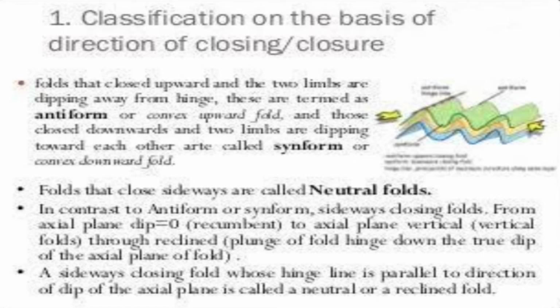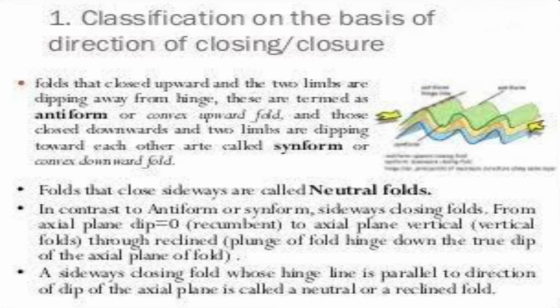One limb vertical fold: when the axial plane is inclined in such a way that one limb is vertical and the other steadily inclined, such a fold is called a one limb vertical fold. Now the next one, number four, is the isoclinal fold. If two limbs of a fold are parallel, the fold is said to be isoclinal.